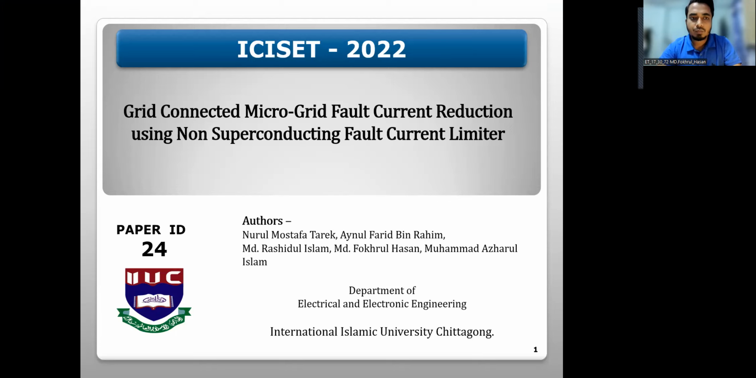Paper ID 24, named Grid Connected Microgrid Fault Current Reduction using Non-Superconducting Fault Current Limiter. The authors of this paper are Nurul Mustafa Tarek, Ainul Farid bin Rahim, MD Rashidul Islam, MD Fakul Hassan, and Muhammad Azharul Islam, Department of Electrical and Electronic Engineering, International Islamic University, Chittagong.